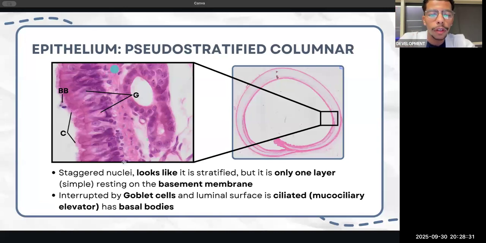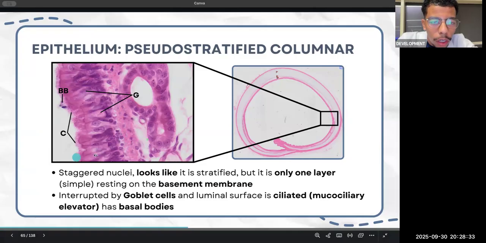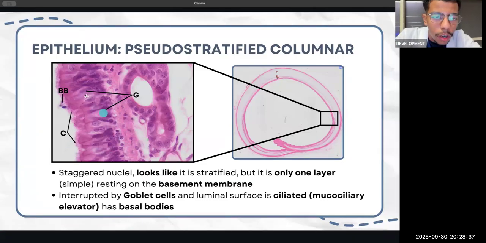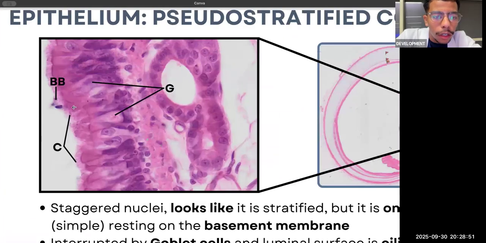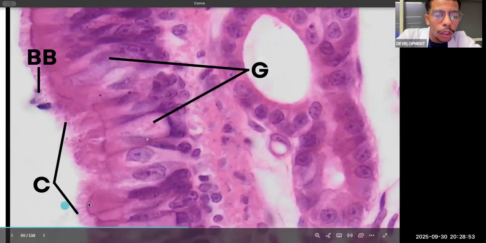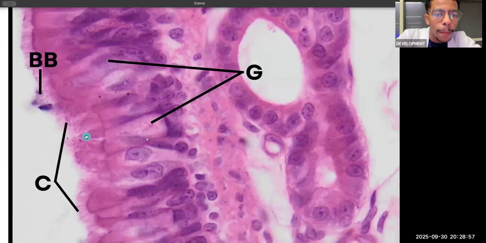trachea itself. Now, as I said, whenever you see these round clear cells, these are goblet cells. They secrete mucus. They are between what? They are between the pseudostratified columnar epithelium. Now, first, someone asked me about cilia. Can you see here? The cilia are a lot more clear. They look like hair.